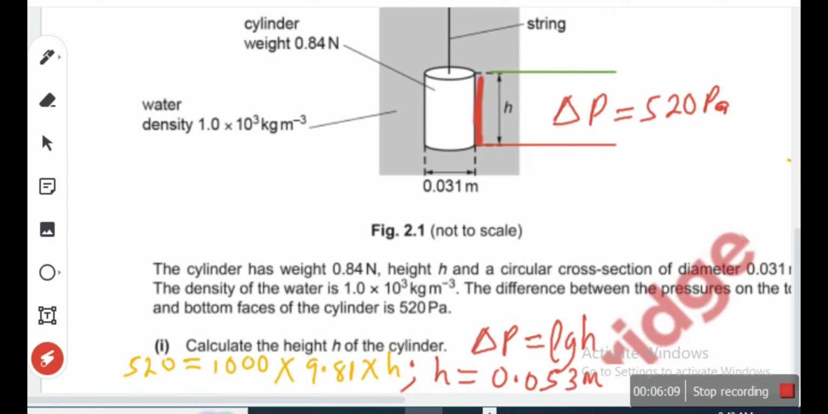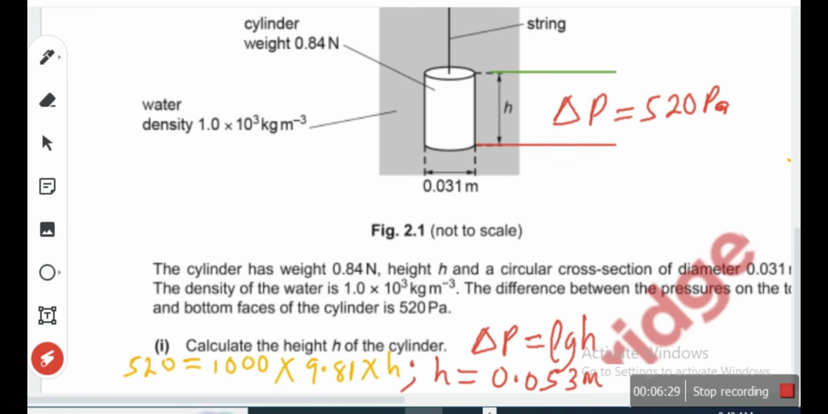You already know the height. You found the height, and what is this? What's the cross-sectional area? What's the shape of the cross-section? Circular. And what this is, is the diameter. So you need to find the radius, isn't it?